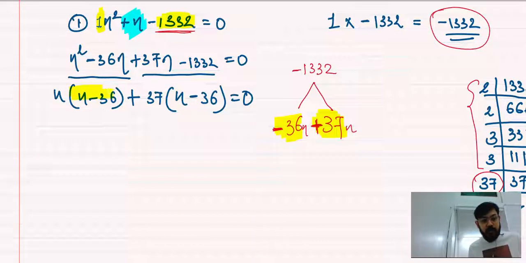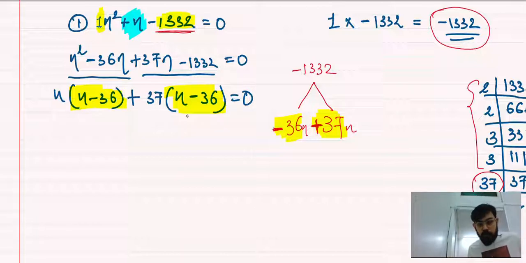Now, if you notice, you've got a bracket over here. Here also you've got a bracket, and both the brackets are exactly the same. They have to be the same. If they are not the same, then it's possible that you might have made some mistake in either factorizing or in signs. So be careful about that.